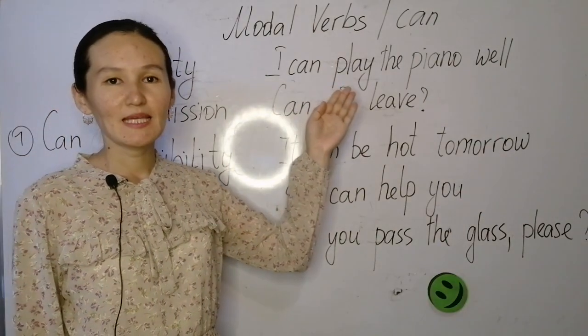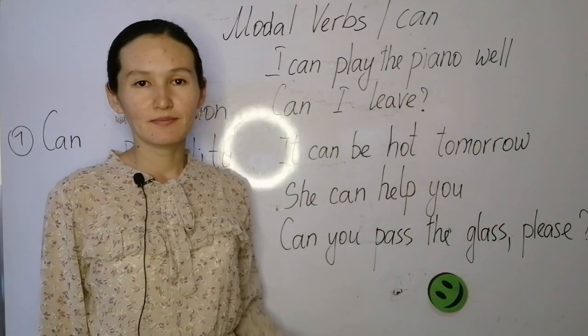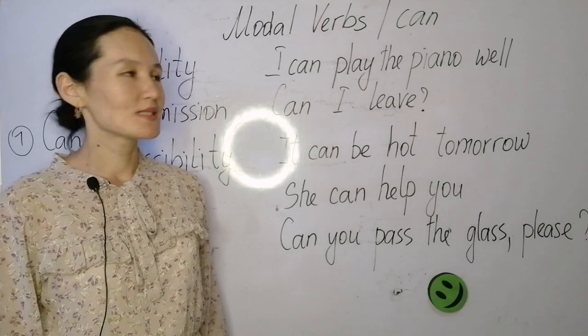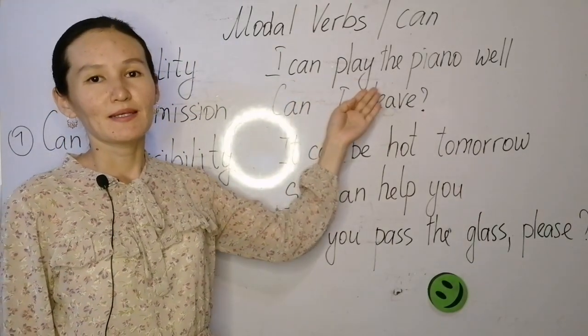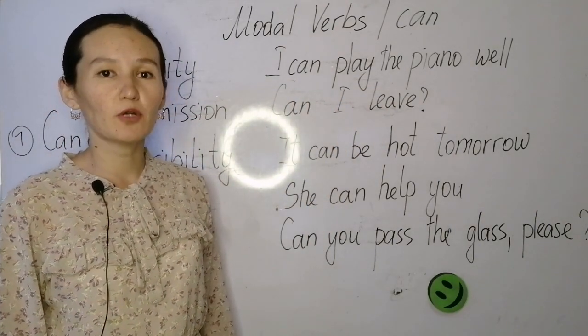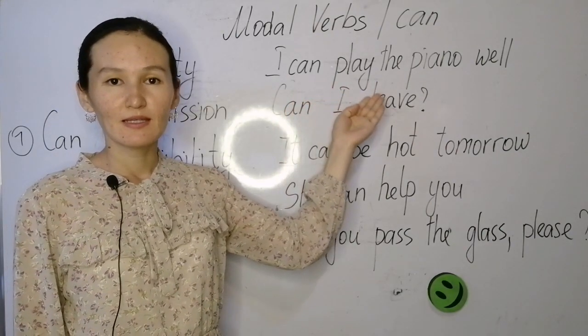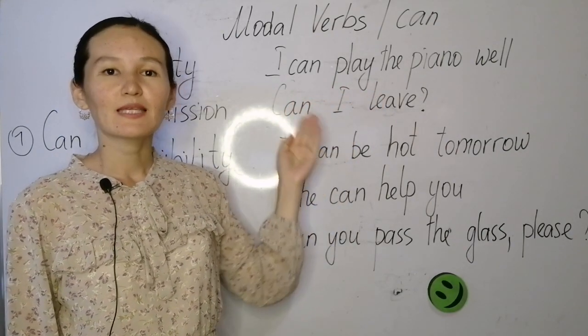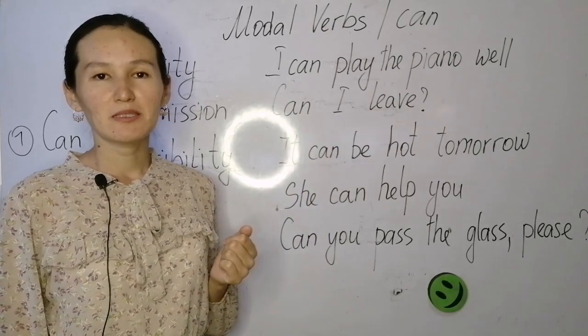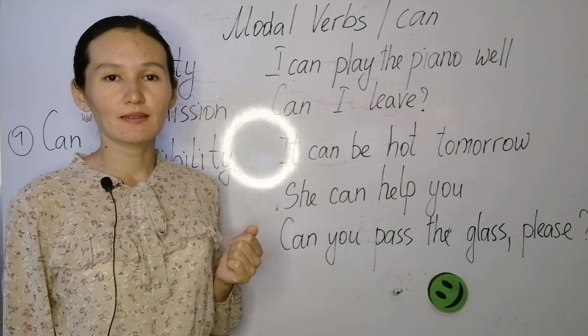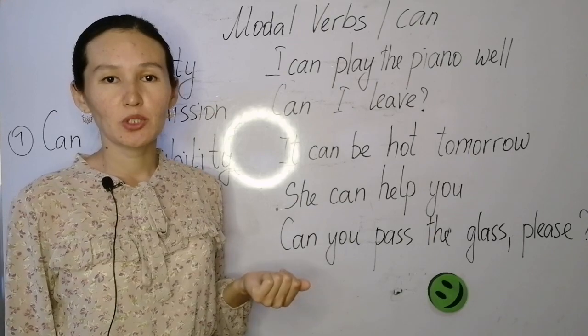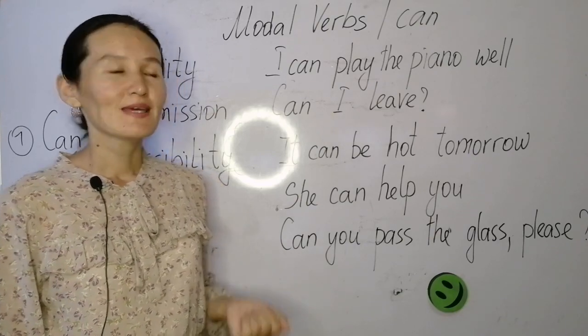I can play the piano well. Well, in this sentence, can play. So we can see the modal verb can is used with the verb play. Can play. I can play the piano well. It's actually showing the ability.